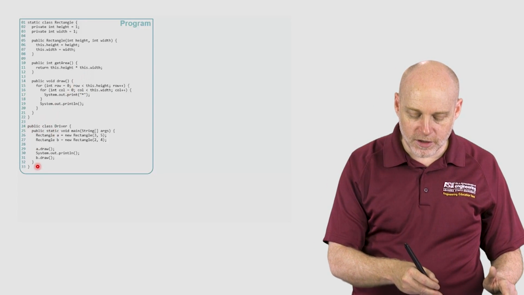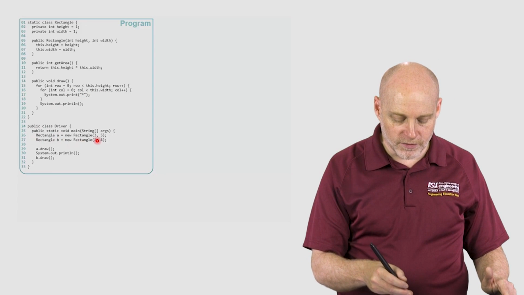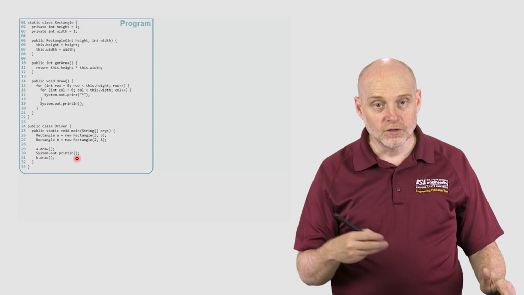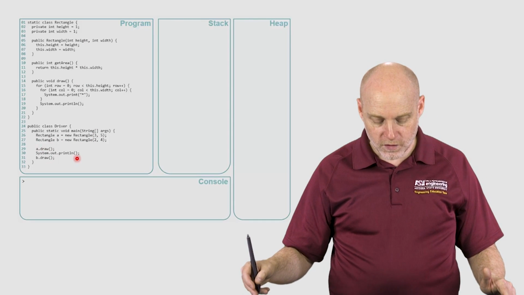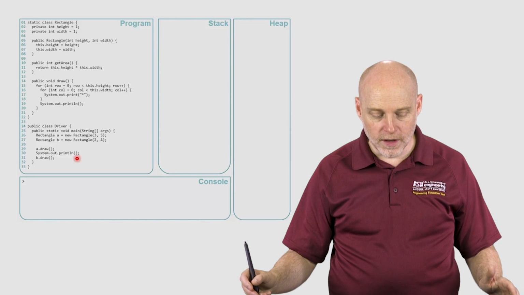And then I have a basic driver class, which just contains my main method, in which I'm instantiating a couple of rectangles using the parameterized constructor, and then having those rectangles draw themselves. So let's see what happens when we actually compile and run this code.